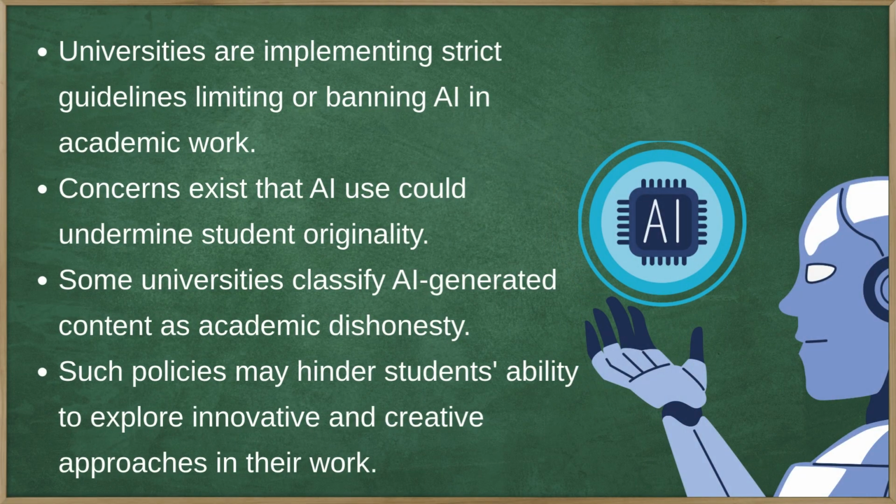As you might have noticed, many schools are putting strict guidelines in place that either limit or completely ban the use of AI in academic work. They are wary it will undermine the originality of students' submissions. For example, some places have policies stating that any use of AI-generated content is considered academic dishonesty. This kind of environment makes it tough for students to explore new and innovative ways to tackle their work, which can really hold back their creative expression.